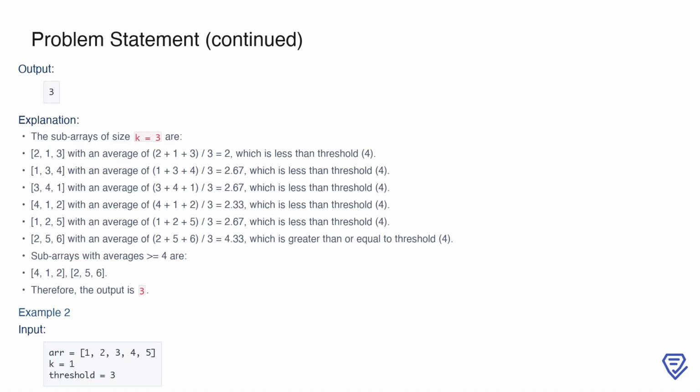Calculating the averages, we find that most of these subarrays have averages below the threshold of 4. However, the subarray 2, 5, 6 has an average of 4.33, which meets the condition. In total, there are 3 subarrays that satisfy the requirement, so the output for this example is 3. This process demonstrates the need to systematically evaluate all subarrays of size k and check their averages against the threshold.